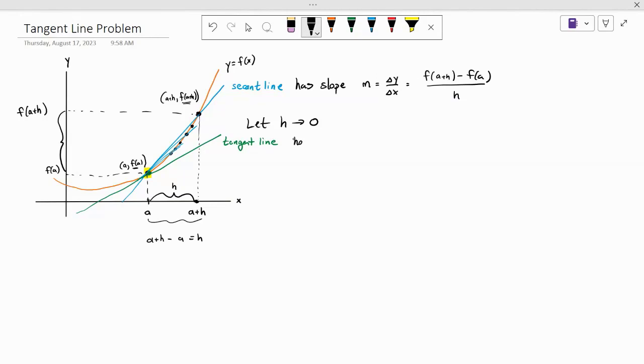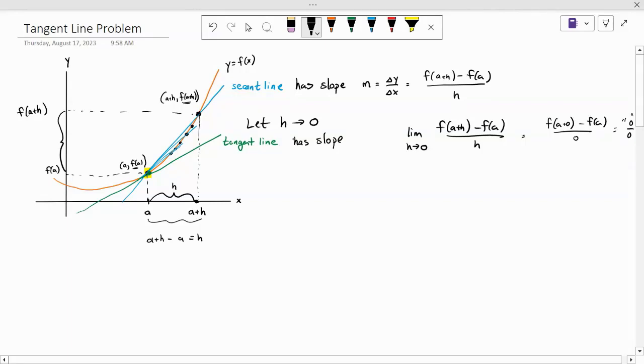And its slope would be the result of taking the limit of this slope of secant line. So we're going to take the limit as h goes to 0. You see the issue here, why this is a limit which is indeterminate, because as h goes to 0, what happens? You get f at a plus 0, just f of a, minus f at a, divided by h, which goes to 0. So you will get 0 over 0. You'll get an indeterminate form.